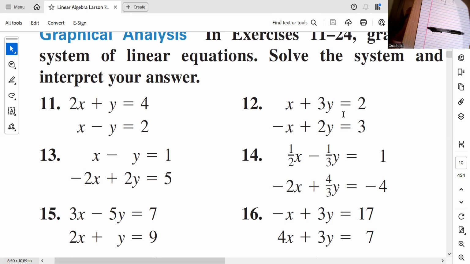Well, I don't really have a good graph paper here. So do I have a graph paper? Maybe I do. You know, so I'm going to pause this.